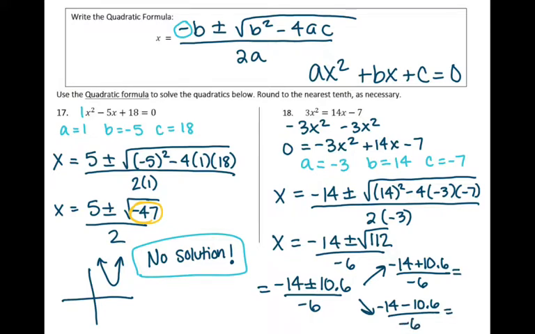So I'm going to do negative 14 plus 10.6. Calculate that first. So I'm going to hit enter. It gives me negative 3.4 divided by negative 6. So that gives me 0.6. Answer number 1. Answer number 2. Negative 14 minus 10.6. Enter. That gives me negative 24.6 divided by negative 6 gives me 4.1. So here are my two solutions.